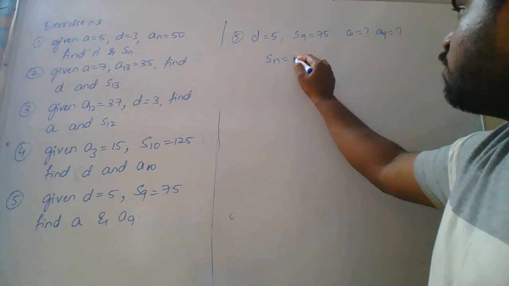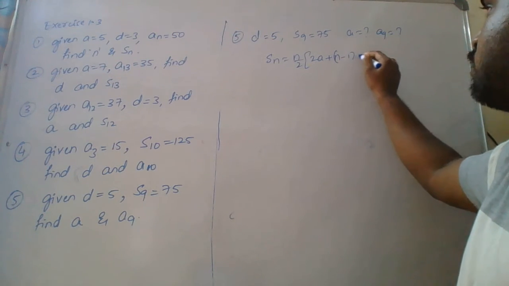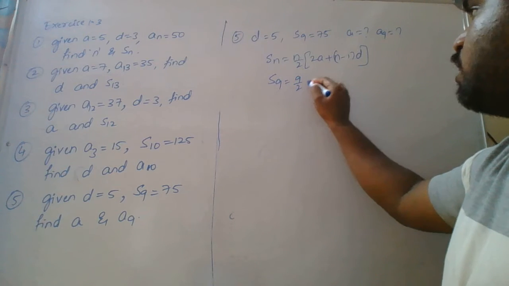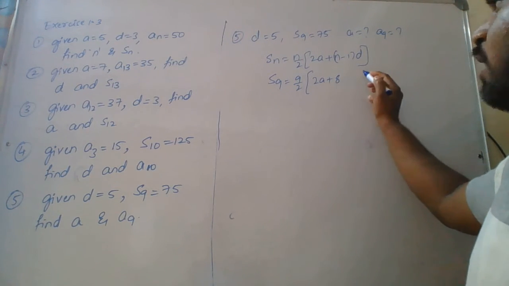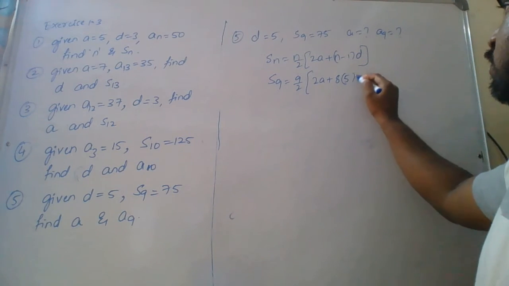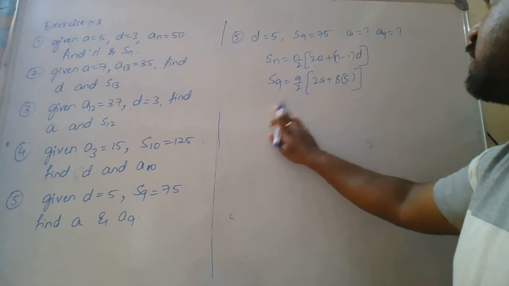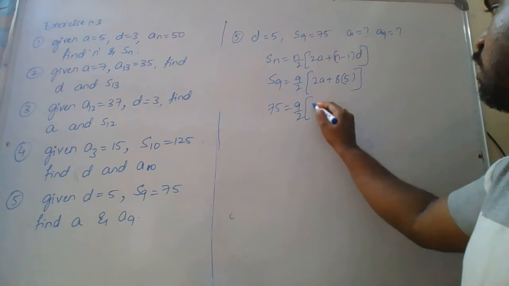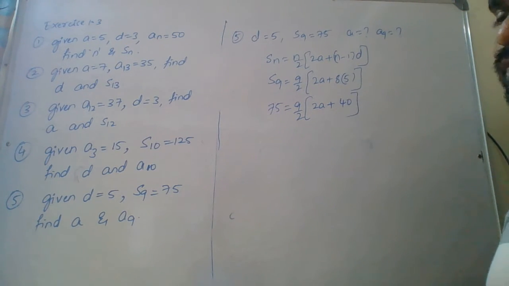So let's write the Sn formula, which is n by 2 into 2a plus n minus 1 into d. So n is replaced by 9. S9 is 9 by 2 into 2a plus n is 9, so 9 minus 1 gives you 8. The d value is 5. Okay. In place of S9, we can write 75. 75 is equal to 9 by 2 into 2a plus 8 5s are 40.